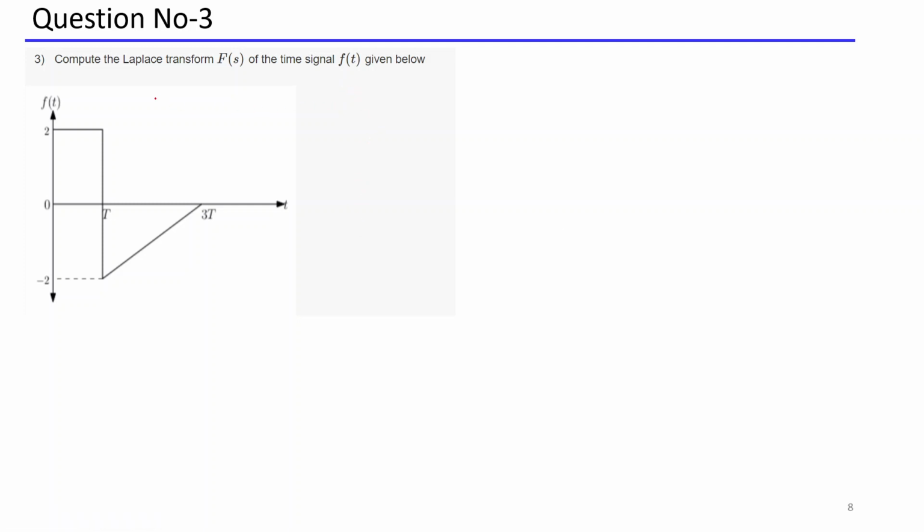Question number 3 says to compute the Laplace transformation of a signal which is given in this form. Can anybody tell me how to write this f of t in terms of u of t and something r of t? r of t is the ramp signal.